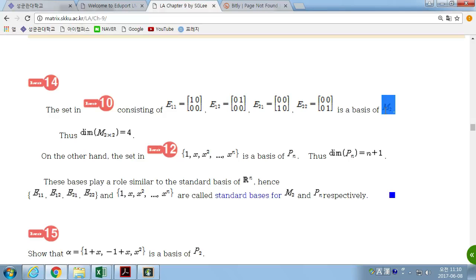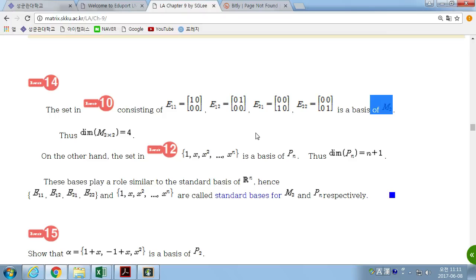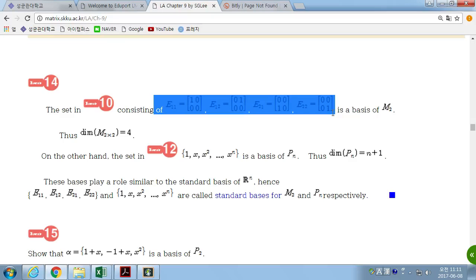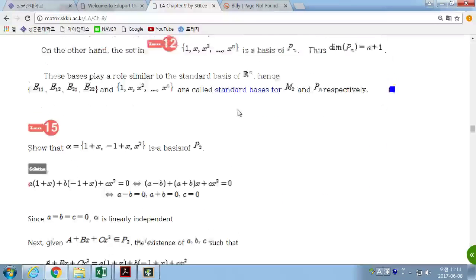What's the dimension of M2? This is a basis. How many entries do we have? 4. So the dimension of M2 is 4 because the basis has 4 vectors in it. So the dimension of M2 is 4.